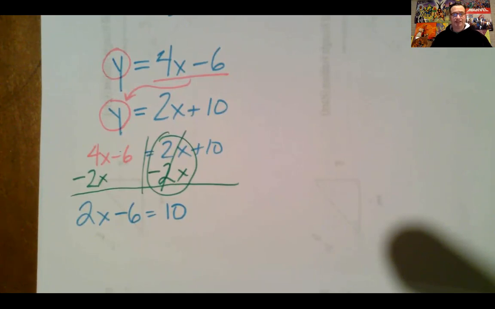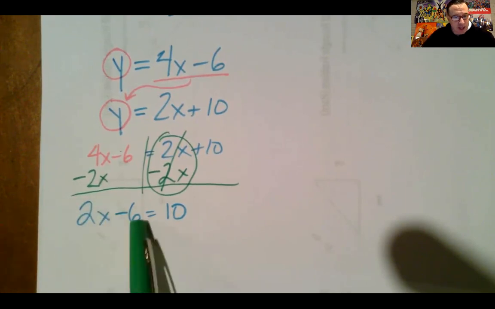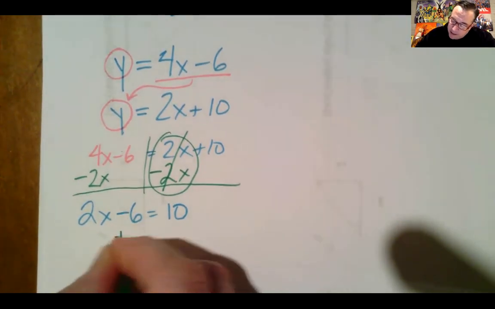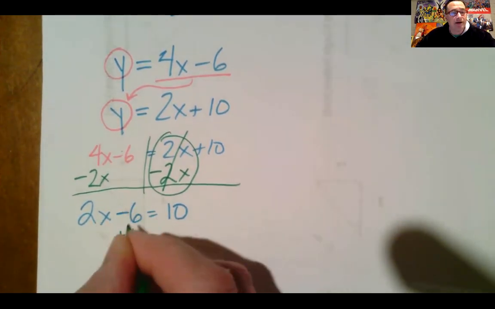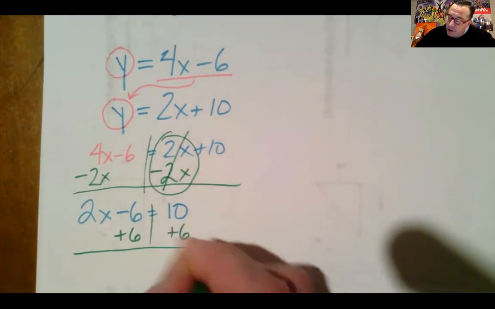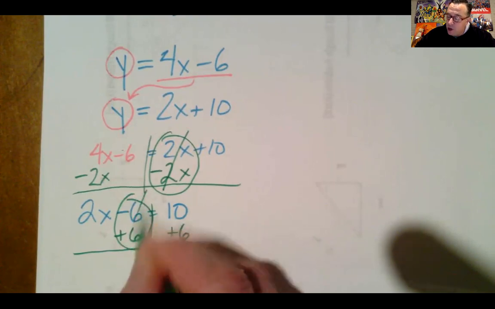I got to do a plus 6. That's absolutely right. Because now that I have all the x's on one side of the equation, I want to get the numbers on the other side. So I'm going to take that minus 6, do a plus 6, so that I can make a zero pair here and it goes away. I got to do the same thing on this side of the equation. So here's my zero pair gone.